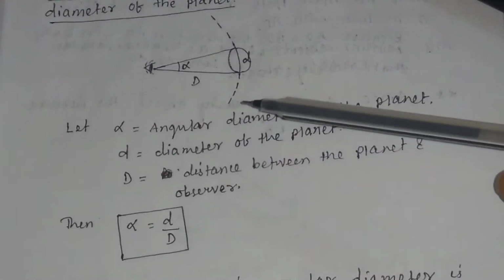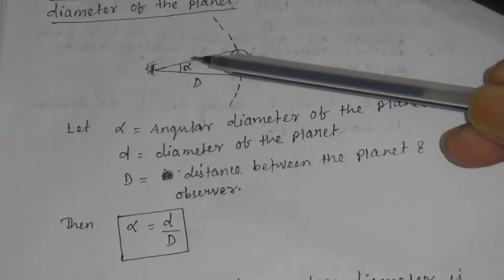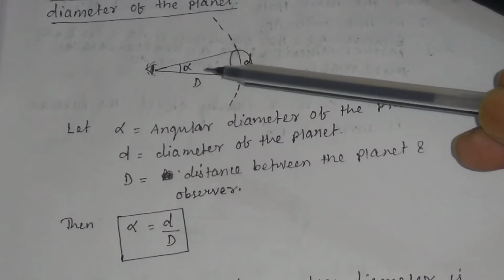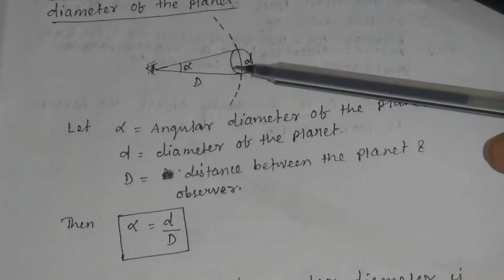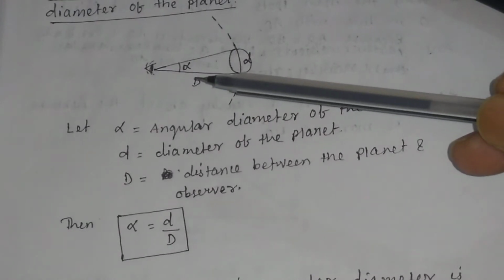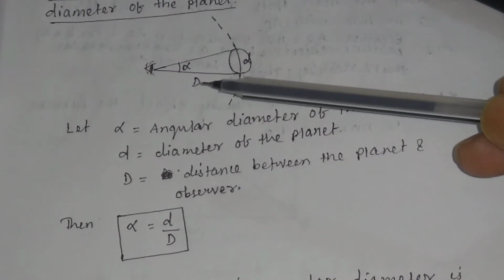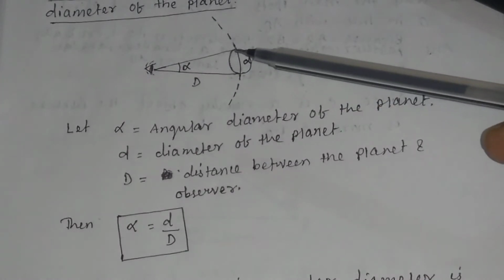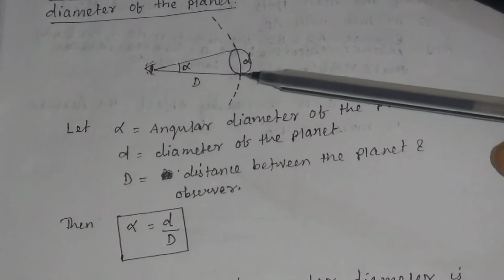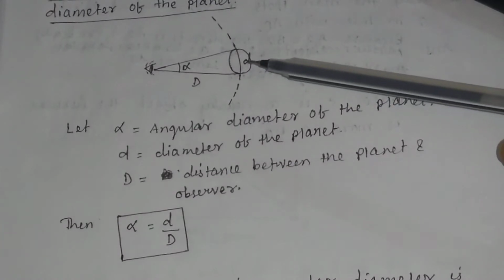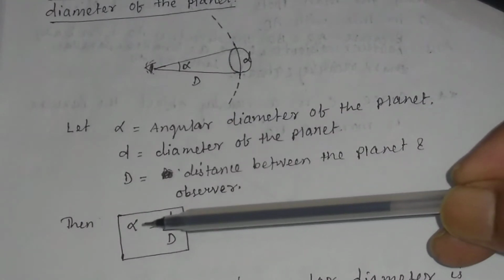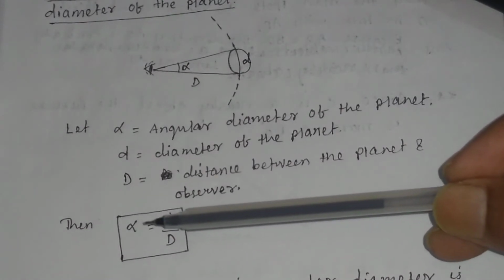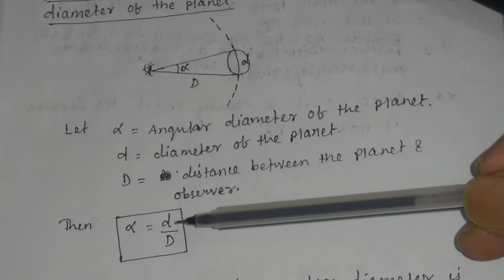So here the angular diameter alpha is given, and the distance of the sun from the earth, capital D, is given, and we have to find out the diameter of the sun. If this is the sun, then this will be the diameter of the sun. We have to calculate the diameter of the sun, small d, that is small d is equal to alpha into D. Since alpha is given and D is given, by multiplying alpha with D, we can calculate the diameter of the sun.